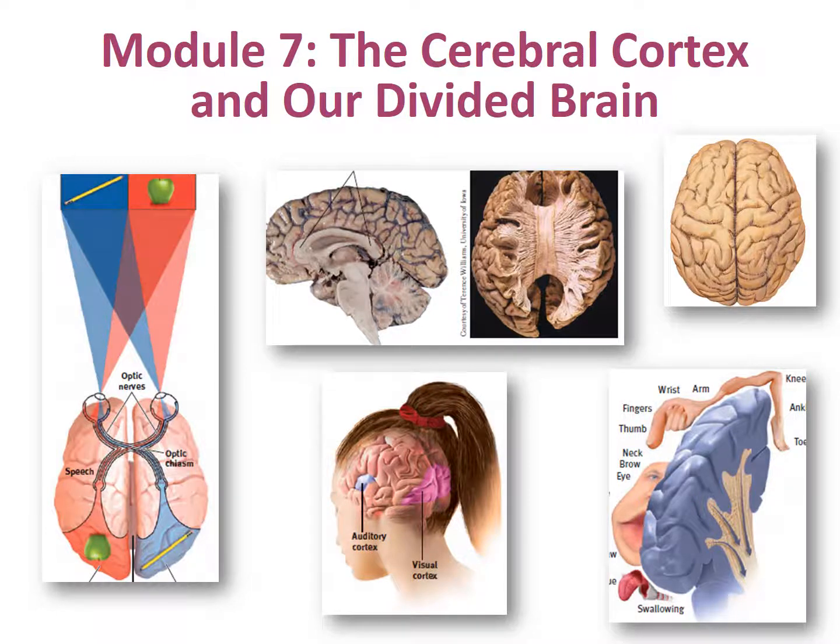Okay, in Module 7, I'm going to be discussing the cerebral cortex, or the outer covering of the brain, and our divided brain, the functions of the left hemisphere and the functions of the right hemisphere, a little bit about how they communicate with each other. So this is really interesting because the cortex is the most developed in human beings compared to other primates.